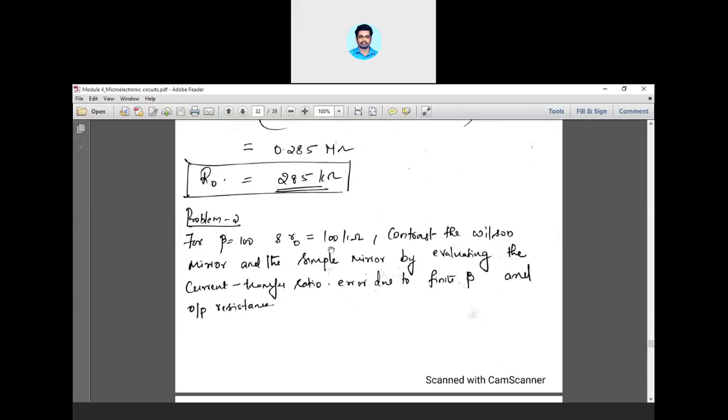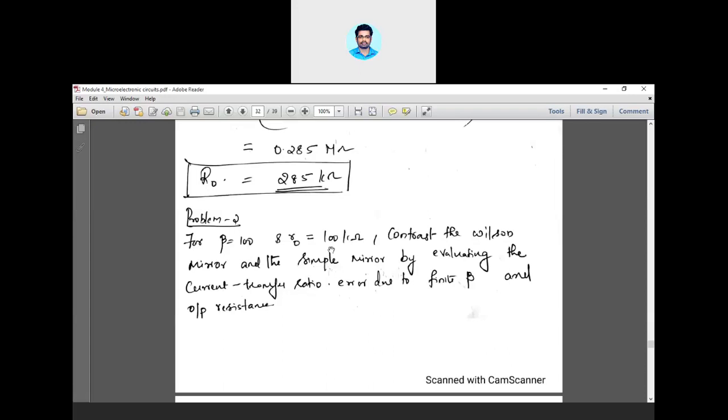Now the second problem. For beta equal to 100, beta 100 means it is a bipolar mirror, not a MOS mirror. It is a bipolar mirror because beta has been given. R0 is 100 kilo. Calculate the Wilson mirror and the simple mirror contrast. So calculate contrast means you have to differentiate these two by evaluating the current transfer ratio due to finite beta and output resistance. Okay.